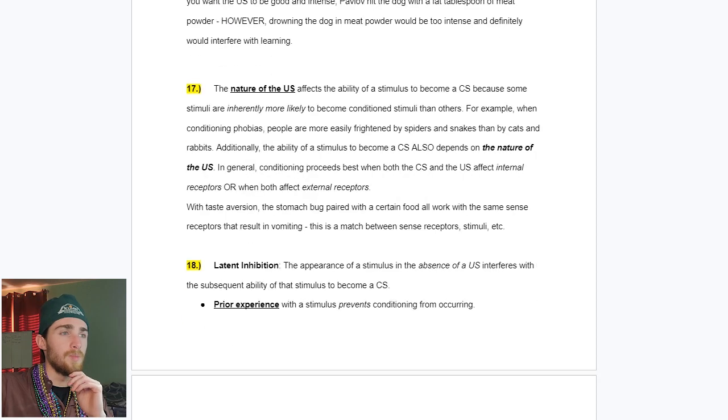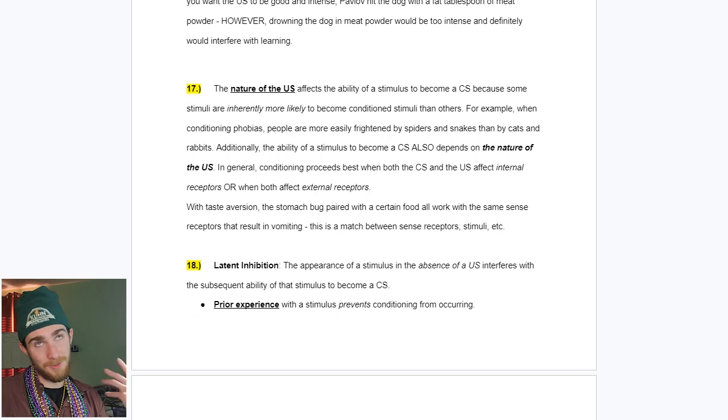All right, another point here. The nature of the unconditioned stimulus affects the ability of a stimulus to become a conditioned stimulus because some stimuli are inherently more likely to become conditioned stimuli than others. When conditioning phobias, people are easily frightened by spiders and snakes because that's the sort of stuff that humans back in the day were afraid of because of survival. We are less afraid of cats and rabbits just naturally. It's going to be way easier to make people afraid of spiders and snakes than it is cats and rabbits because just the nature of the unconditioned stimulus alone is enough to elicit fear.